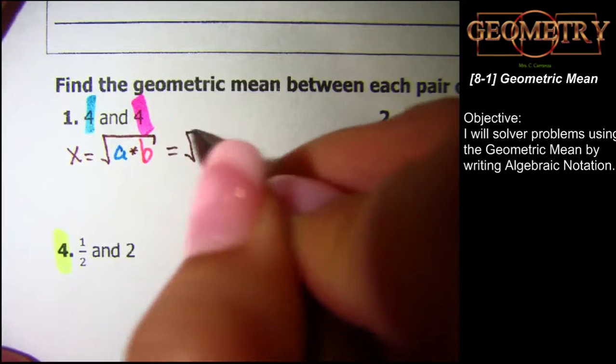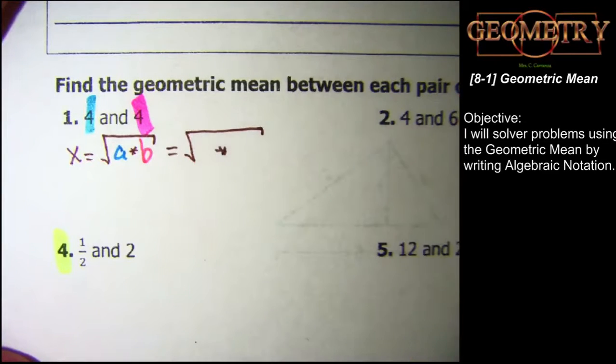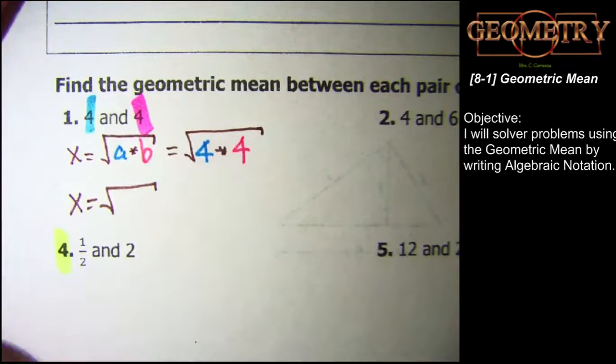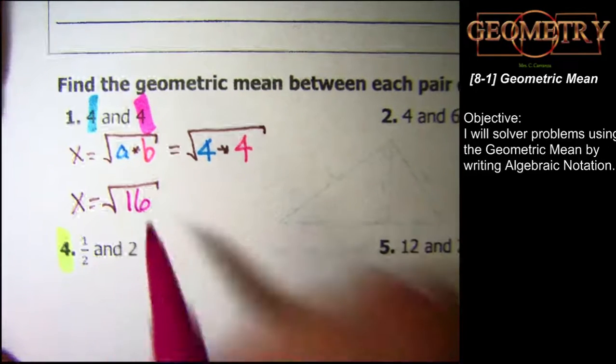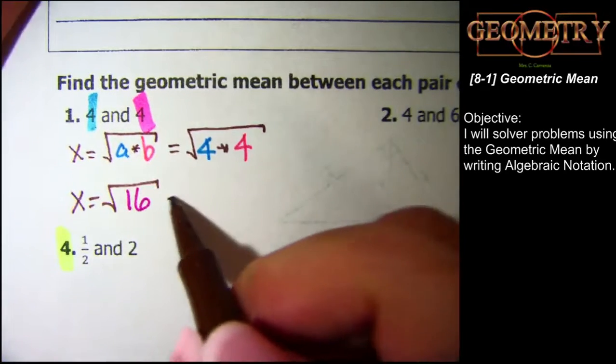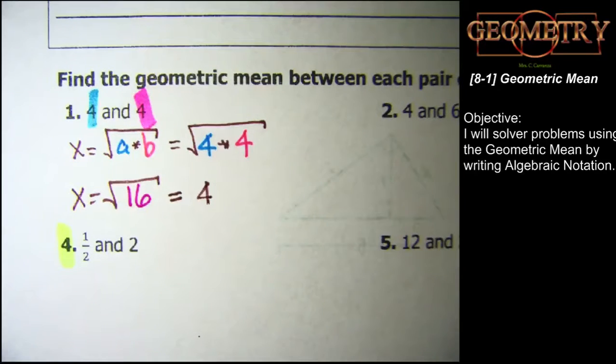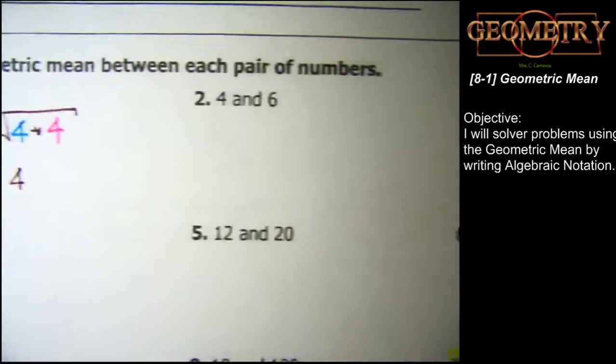All right, so now I'm going to substitute. What is the value for A? 4. And what is the value for B? 4. All right, and what is 4 times 4? 16. And what is the square root of 16? 4. You can use your calculators if you're not sure what that square root was. Easy enough? Okay, let's do another one where the numbers are getting a little bigger.